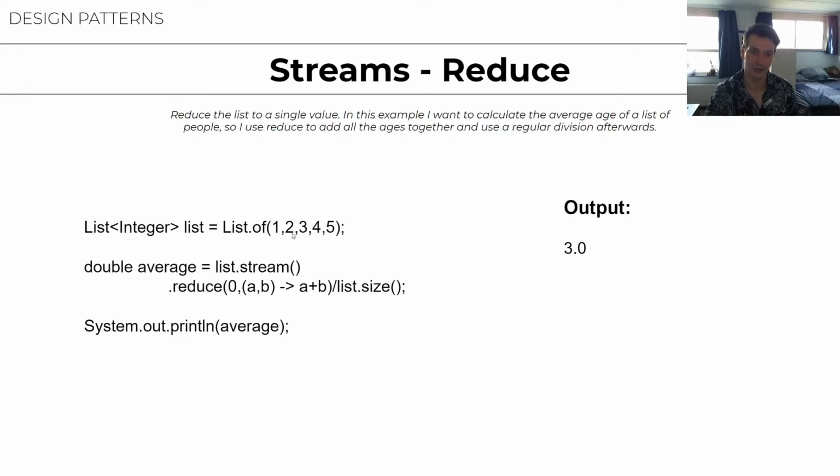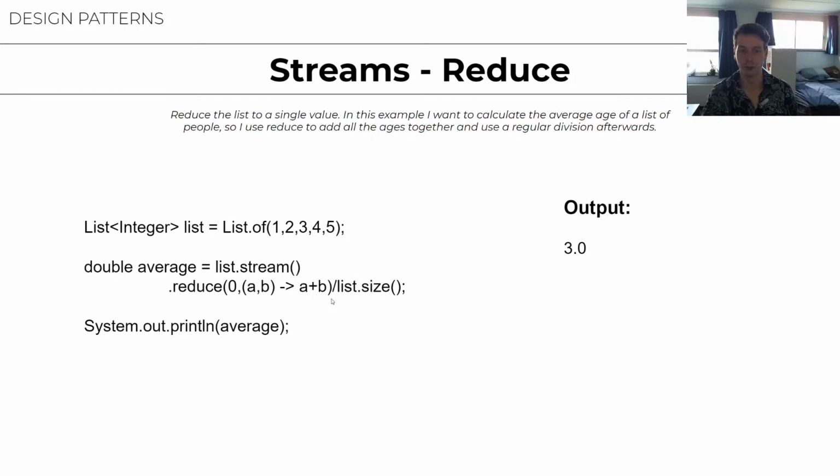So first, it's going to see 1 and 2. We're going to add those together. It will be 3. Then that 3 and 3, what do we want to do? We want to add them together. We have 6. That 6 and that 4, what do we want to do? Add them together. We have 10. That 10 and 5, what do we want to do? You want to add them together. We have 15. Yes, that's correct. And then I added this divide by list.size, so divide by 5, and then we arrive at this 3.